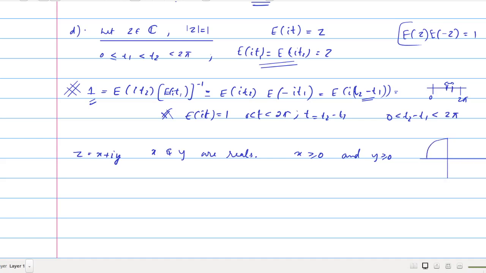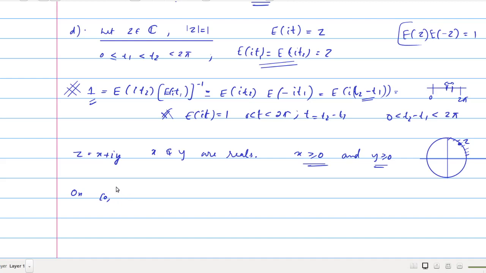Okay, so that means we are considering only the unit circle in the complex plane. First of all, we consider all the z in this part. That is the meaning of this. If you consider any z in this segment, then that is the meaning of x greater than or equal to 0, y greater than or equal to 0. Then we can get t in [0, pi/2].